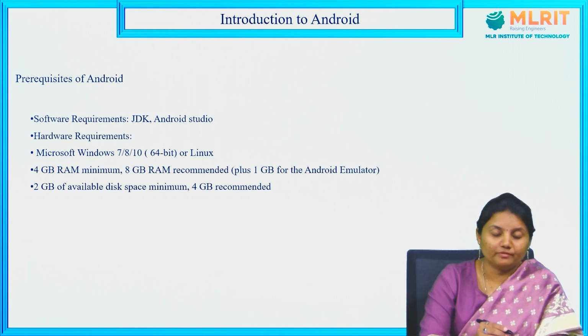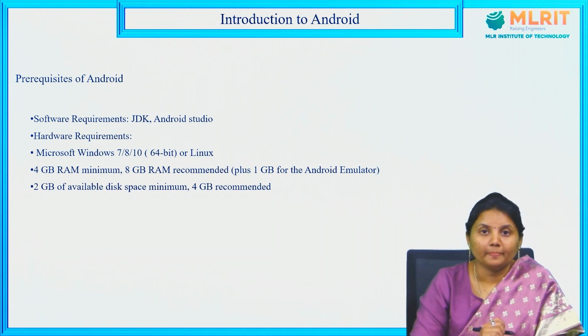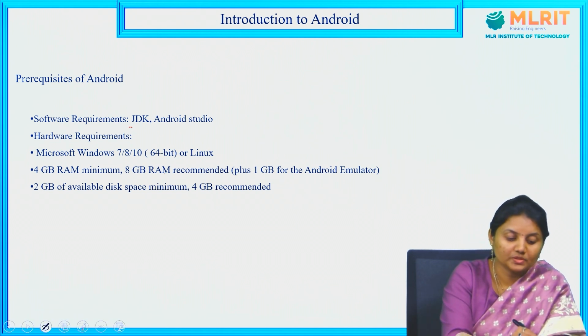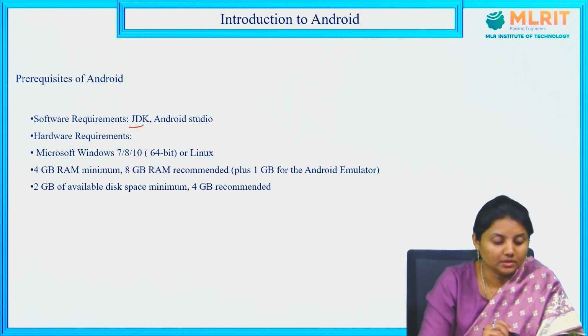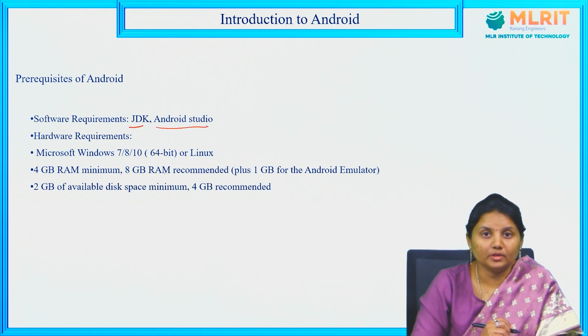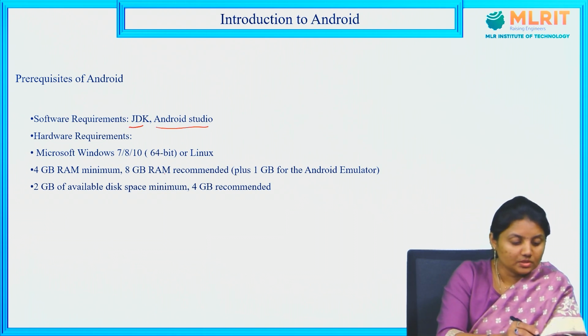So what are the software requirements? For every Android Studio, we write code in the XML part, and also the background logic, the business logic, you write in Java. That is the reason you need JDK. JDK is the Java Development Kit. So that you need, and Android Studio is the software you have to install to write an Android program. So these are the software requirements.